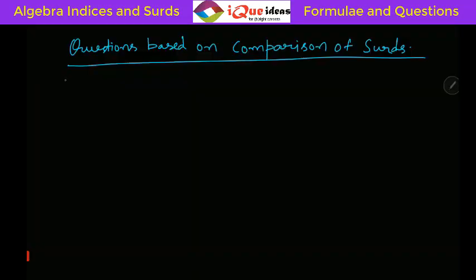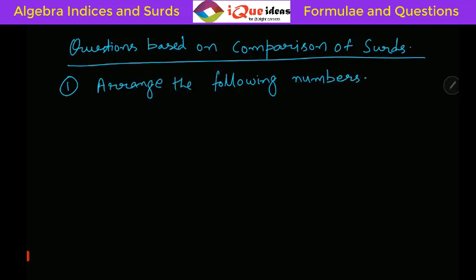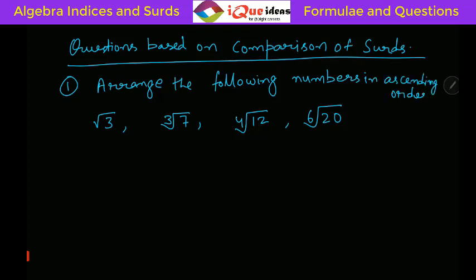Now let's take up the first question. It says, arrange the following numbers. The numbers are root 3, cube root of 7, fourth root of 12, and sixth root of 20. Now we have to arrange them in, let's say, ascending order. Let's give them some names. Root 3 is A, the cube root of 7 is B, the fourth root of 12 is C, and the sixth root of 20 is D. So we have to arrange A, B, C, D in the ascending order.